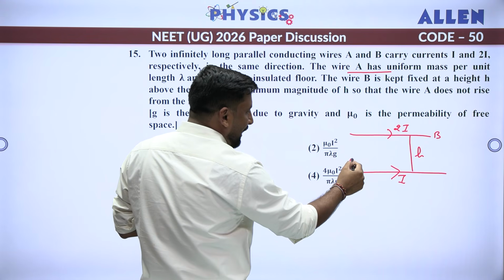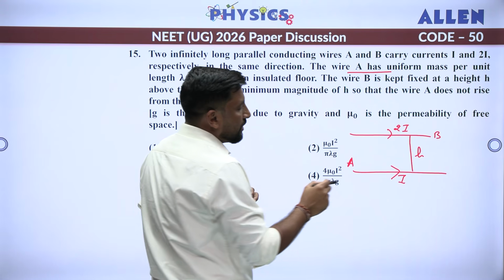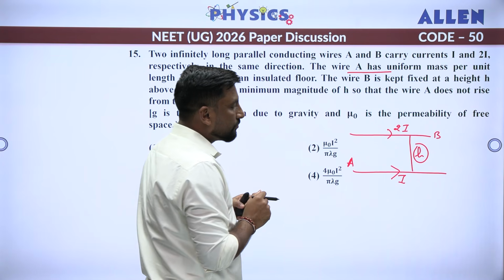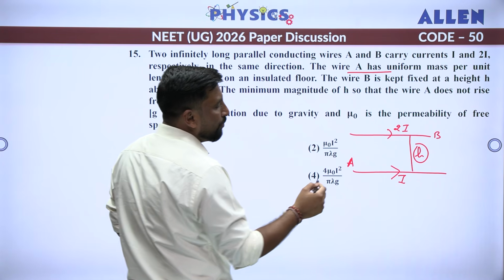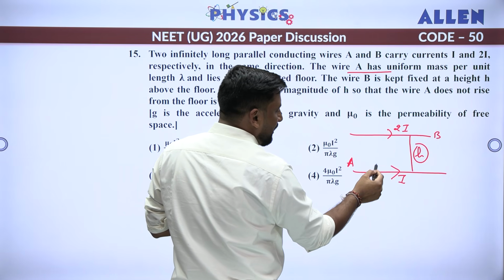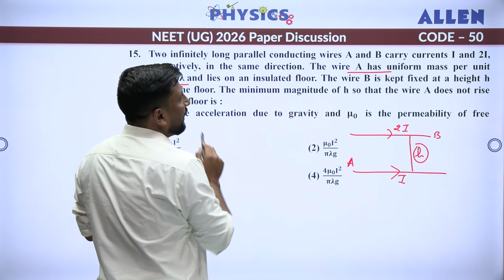while A is lying on the horizontal surface. Now they are asking what is the minimum value of H so that it is not going to get lifted. So we have to balance the force here. This wire will try to attract this wire and it will be balanced by the gravitational force. Mass per unit length of A is already given.